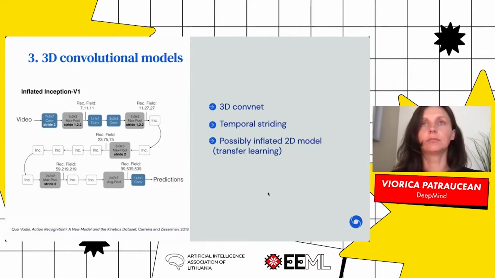They are based on 3D ConvNets, and they use temporal striding, and in some cases they also rely on inflated 2D models. So you do transfer learning. You have these image models that were pre-trained on maybe ImageNet or some other data set, and then you just replicate, you just tile those weights over time such that you can apply them on a video. So this is the I3D model, for example, which is inspired from Inception, extended to videos.